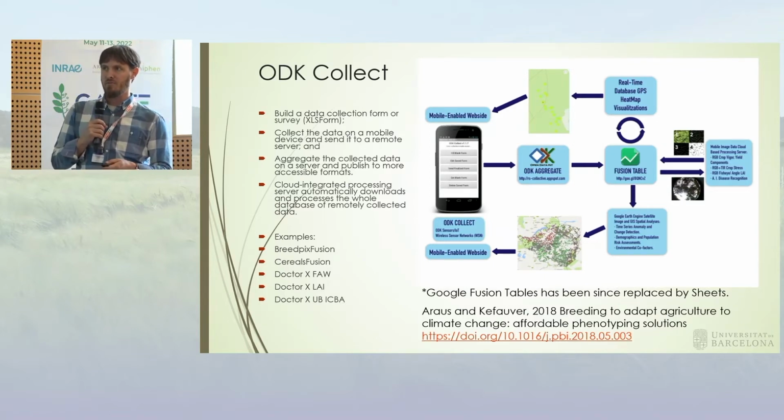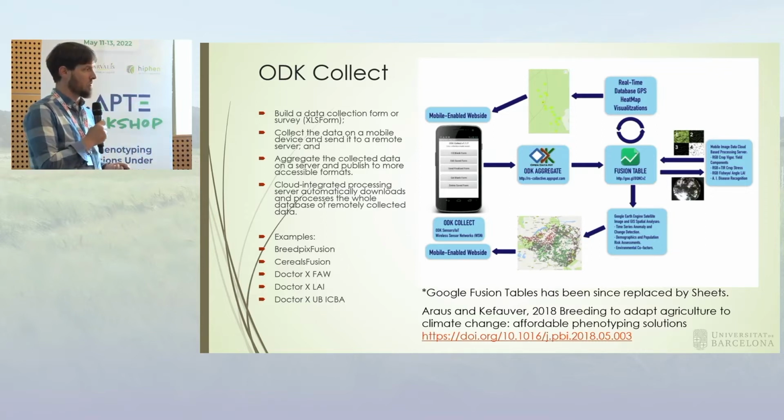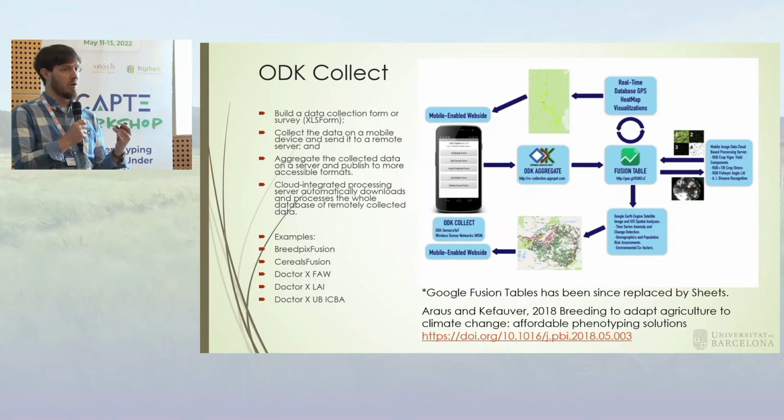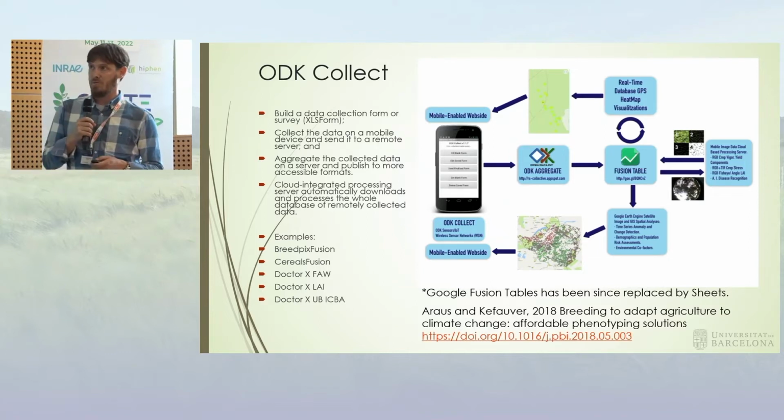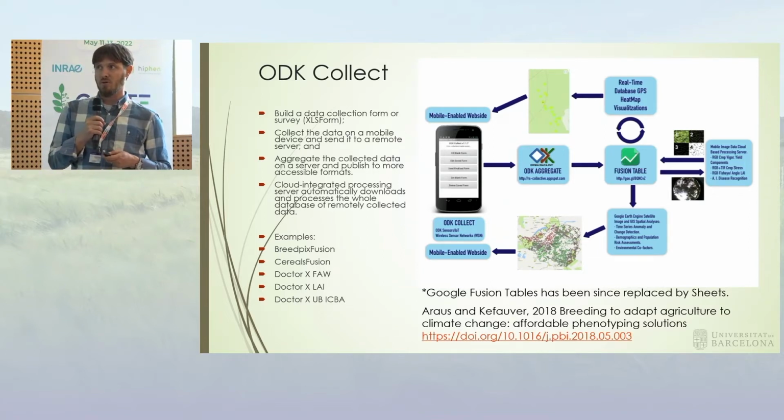If you're not familiar with it, ODK Collect is an open source Android software. You can make a form, you can take images, RGB images or modified RGB images with the data. It goes from there into an Aggregate server, which ODK can help you set up. You can publish it to Google Fusion Tables, or I think it's Google Sheets now. You can process that data and update it.